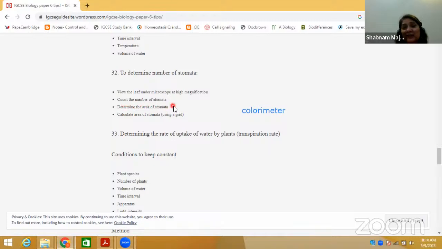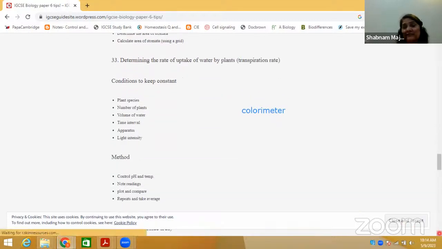High magnification: count the number of stomata, determine the area of stomata, calculate the area of stomata using a grid. The grid is very important, as already mentioned, for the surface area of a leaf or whatever. Determining the rate of uptake of water by a plant is the transpiration rate. Transpiration you must be knowing.